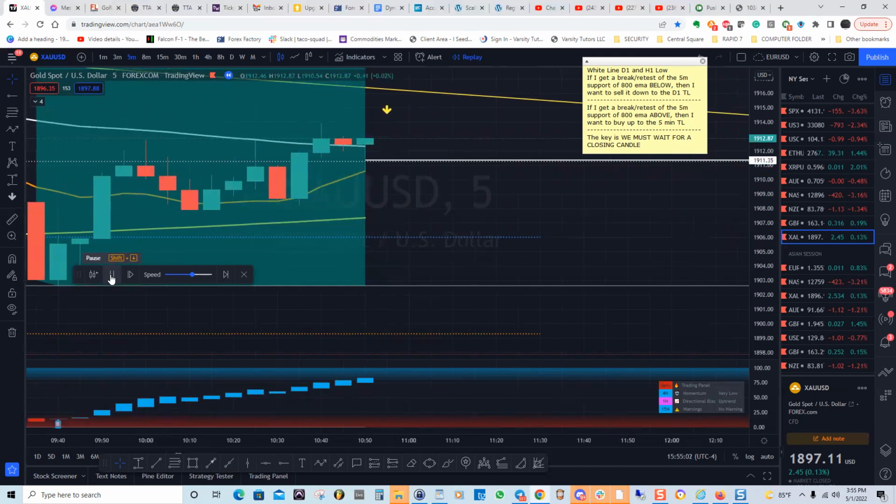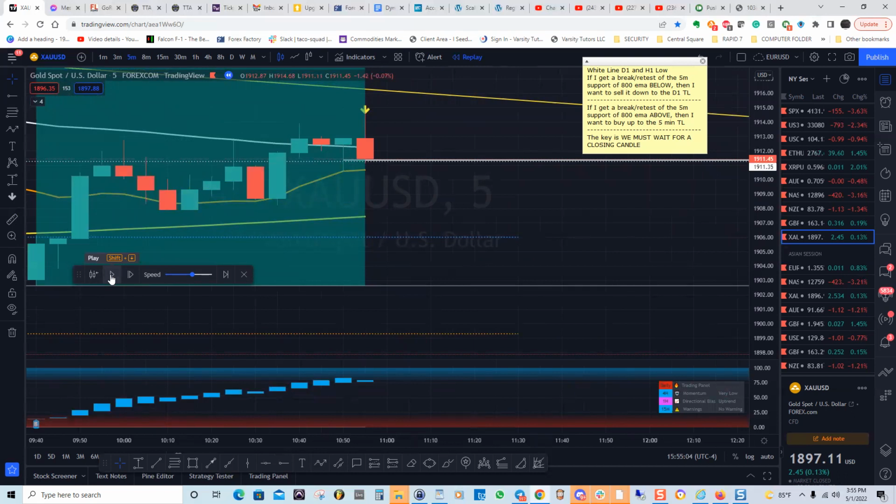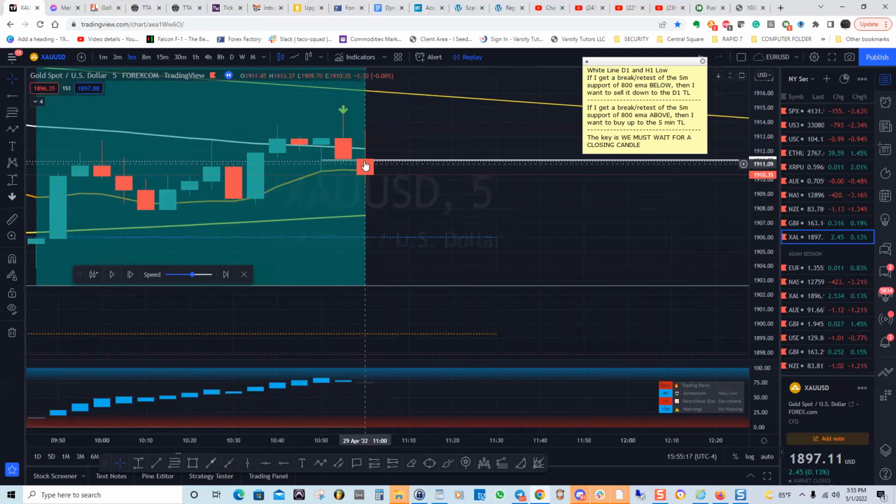Okay, watch. Now, see this candle right here? This candle closed below the 50, right? And watch the next candle come up and retest the 50. See that? See this long wick?